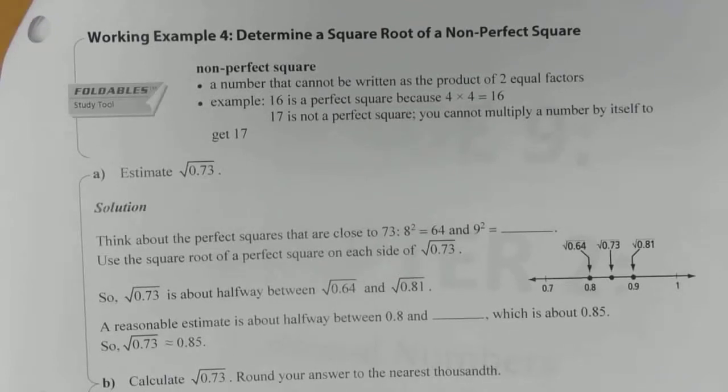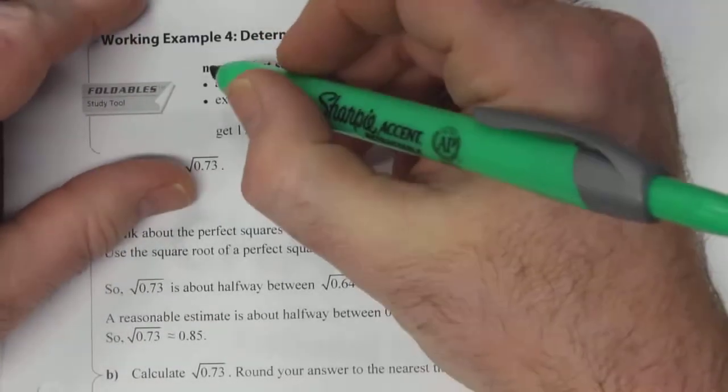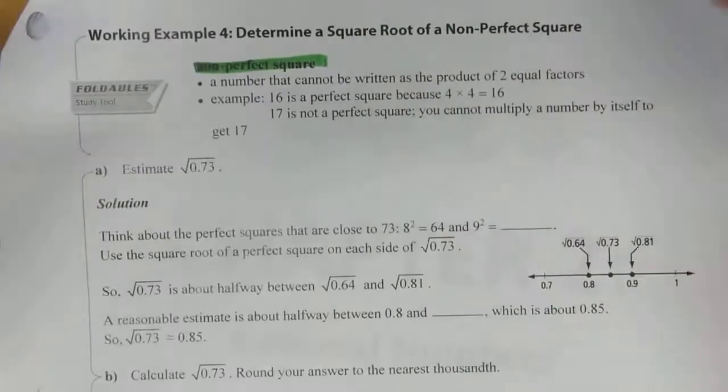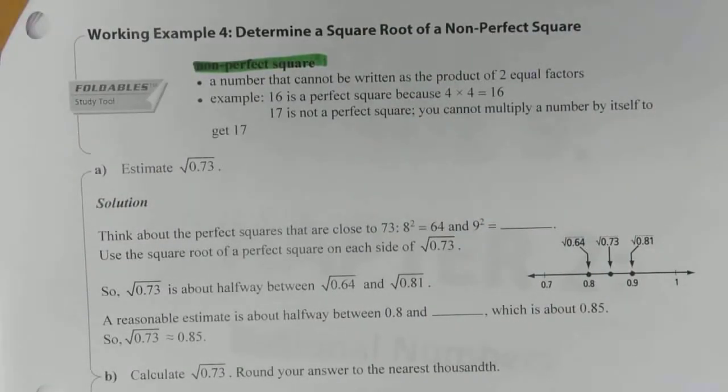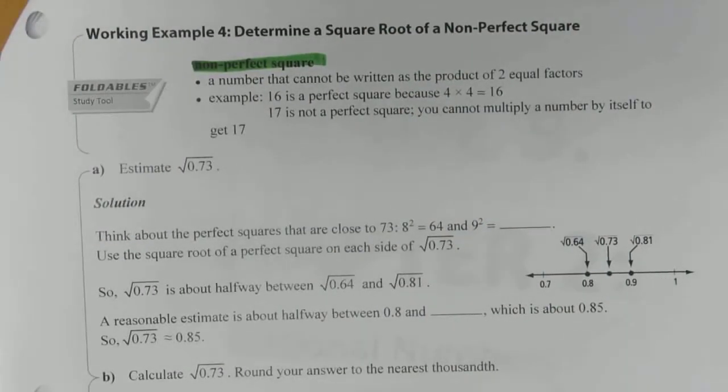Example number 4, determine a square root of a non-perfect square. So we have another definition here. The definition for a non-perfect square is a number that cannot be written as the product of two equal factors. So for example, we know that 16 is a perfect square because 4 times 4 is 16. That's two factors that are the same being multiplied together. But 17 is not a perfect square because you can't multiply a number by itself to get there.